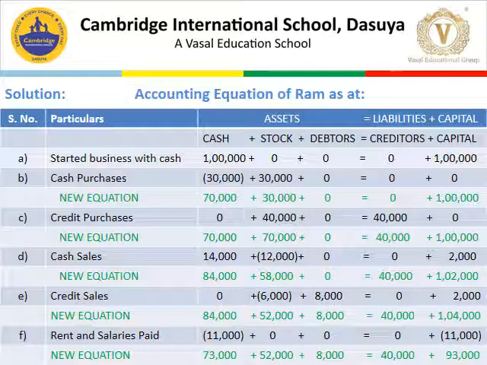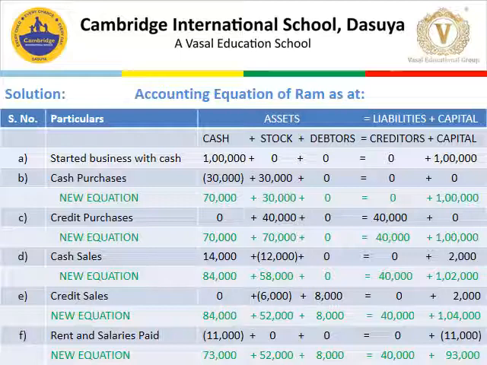Then next is rent and salaries paid. Rent and salaries both are expenses. Total 5,000 plus 6,000 comes to 11,000. The 11,000 rupees goes out of the business. It will lead to a reduction in cash. So cash will be reduced by rupees 11,000 and the expenses are always deducted from capital.